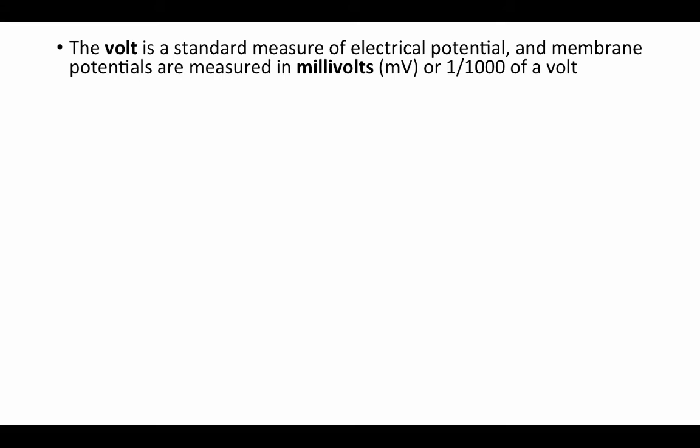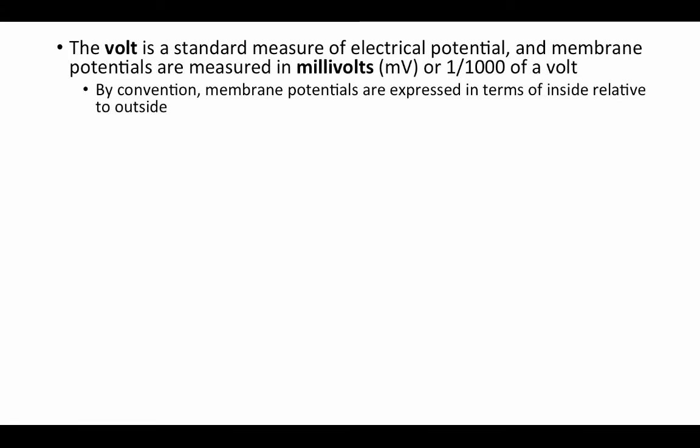So just some terminology that we use when we're talking about this potential. The volt is a standard measure of electrical potential, and membrane potentials are measured in millivolts. They're very small charges, which is 1/1000th of a volt. By convention, membrane potentials are expressed in terms of inside relative to outside. So what that means is the outside value is defined as 0 millivolts, and however the inside is different from that is going to be positive or negative, depending on whether it's more positive inside or more negative inside. But the outside is always going to be defined as 0 millivolts.